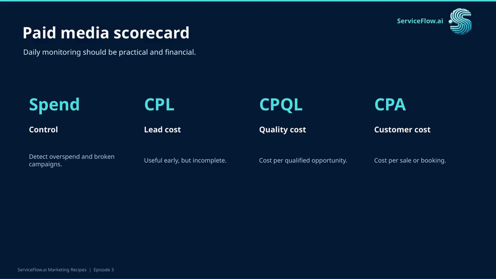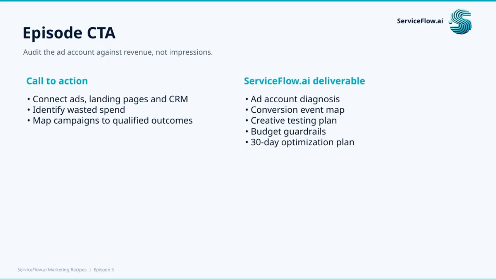Paid Media Scorecard. The paid media scorecard must connect spend to business quality. Spend tells us what the campaign consumed. Cost per lead shows whether interest is affordable. Cost per qualified lead shows whether the lead has real potential. Cost per acquisition shows whether the campaign produced customers. Return on ad spend is useful, but contribution margin is better because not every dollar of revenue creates the same profit.